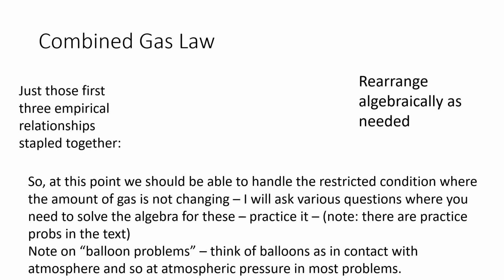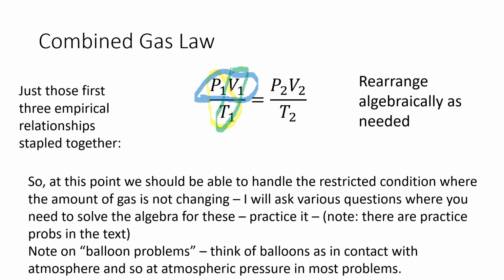So we could just kind of staple all of those together, right? So you've got, let me see my highlighter, you've got that P1 over T1, but you've got that V1 over T1. But then you've also got that P1 times V1 relationship. And so, yeah, this actually does work to put them all together like this. So P1 V1 over T1 equals P2 V2 over T2.